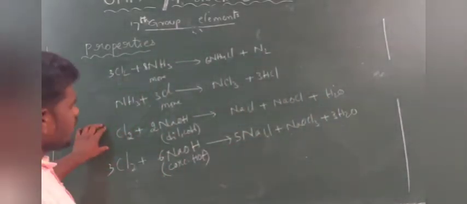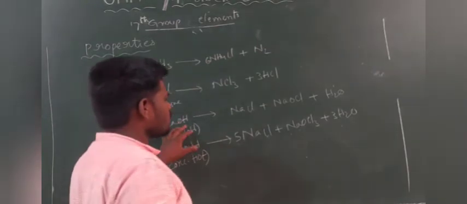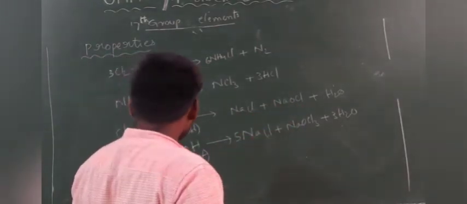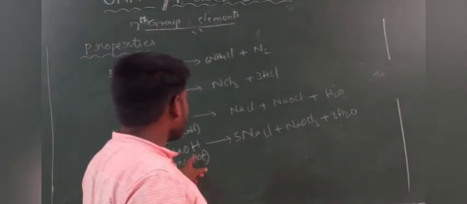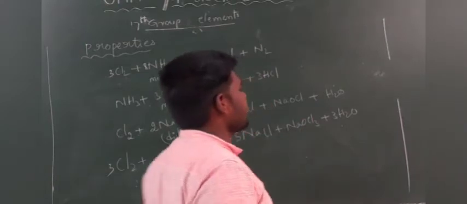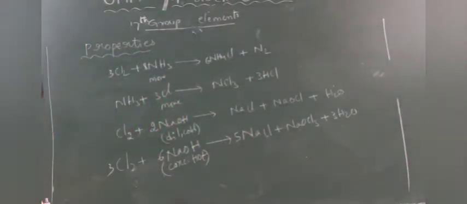Right, when chlorine is treated with a diluted cold sodium hydroxide, we can get here sodium hypochlorite, and when chlorine is treated with a concentrated hot sodium hydroxide, we can get here sodium chlorate. Sodium chlorate. Right, and next let us see.